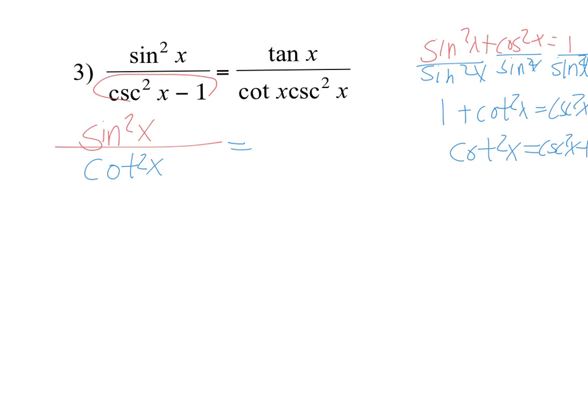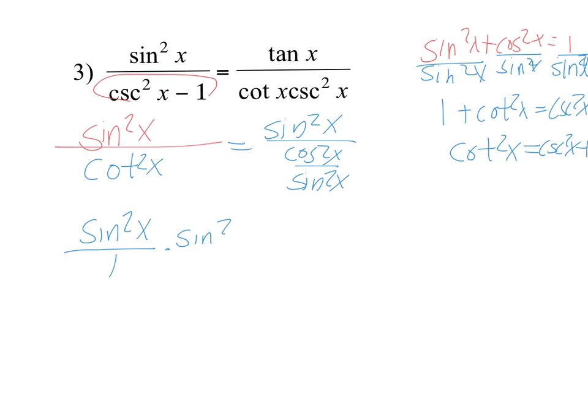Okay, I'm going to rewrite that as sine and cosine. So we've got sine squared x over, that's going to be cosine squared x over sine squared x. I'm going to multiply by the reciprocal, so we get sine squared x over 1, and that's multiplied by sine squared x over cosine squared x. Okay, now I'm going to try to start building this thing, which as of right now does not look all that pleasant to build.